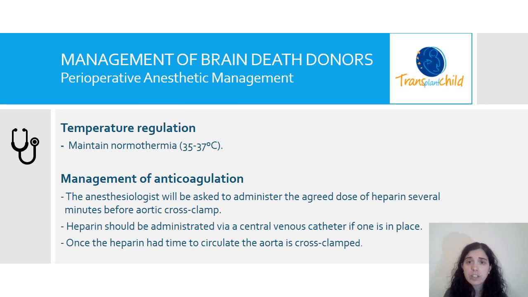The anesthesia clinician will be asked to administer the agreed doses of heparin several minutes before aortic cross clamp. Adequate anticoagulation is essential for organ procurement, so heparin should be administered via central venous catheter if one is in place. Once the heparin has had time to circulate, the aorta is cross-clamped. Methylprednisolone should not be given until after blood has been collected for tissue typing.